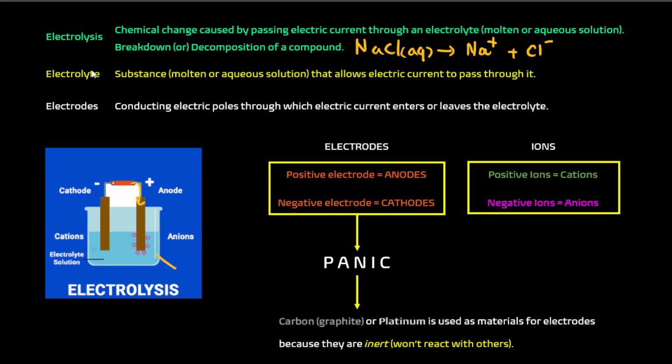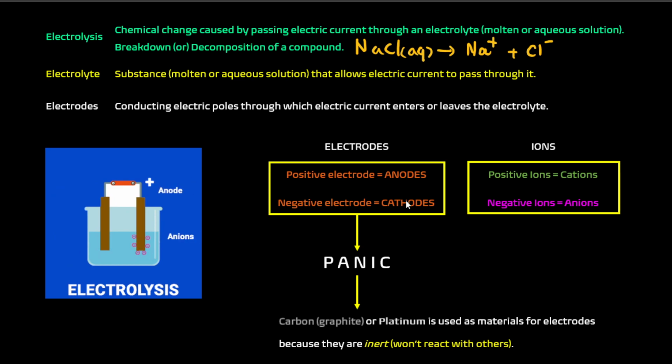Now, an electrolyte is the liquid, molten or aqueous substance which is going to allow this electricity to pass through it. The electrodes are the conducting electric poles, these two poles, through which the electric current can either enter or leave the electrolyte. So, for electrodes, please do not make careless mistakes. The positive electrodes are called anodes, and the negative electrodes are called cathodes.